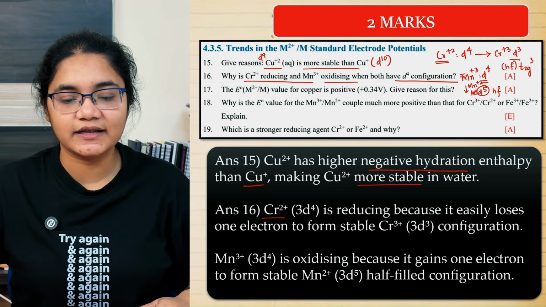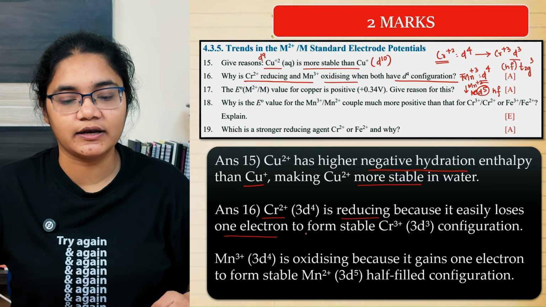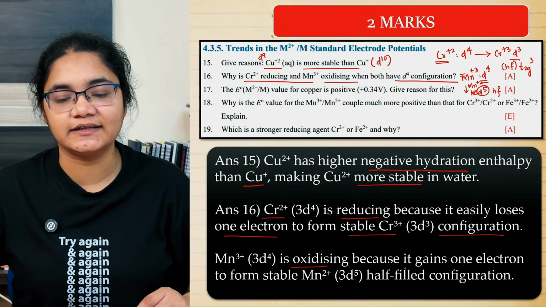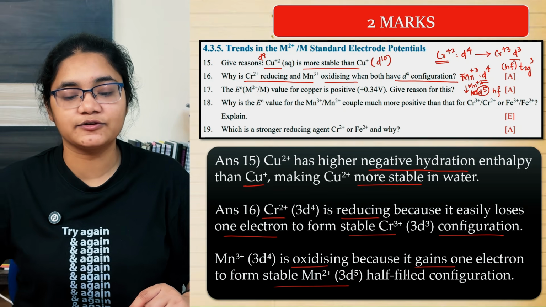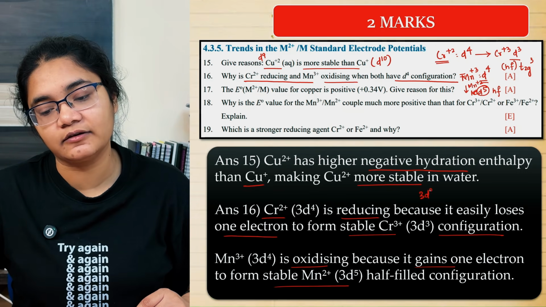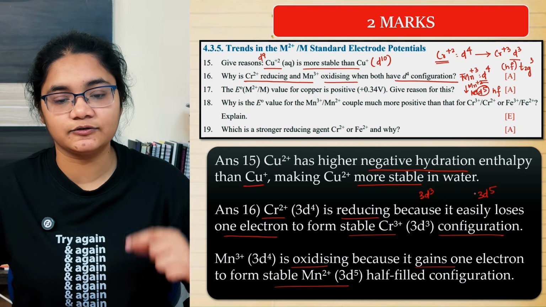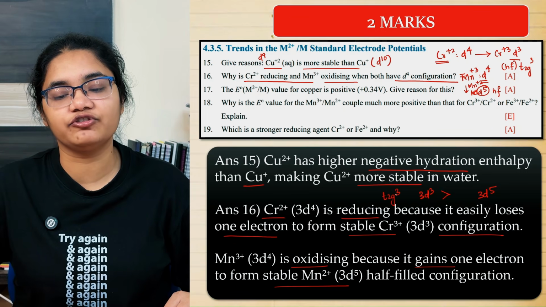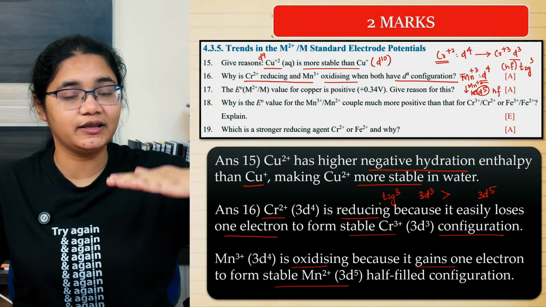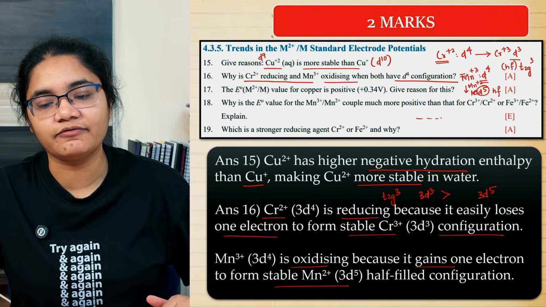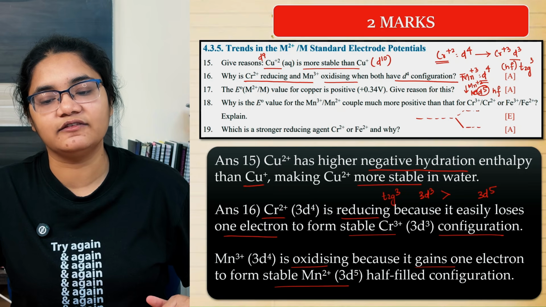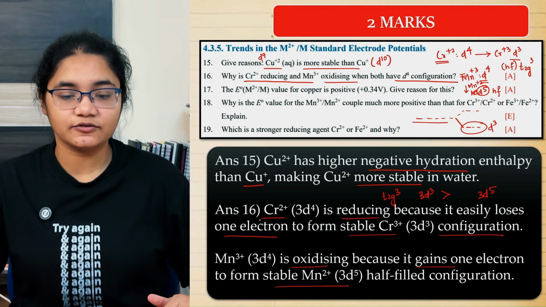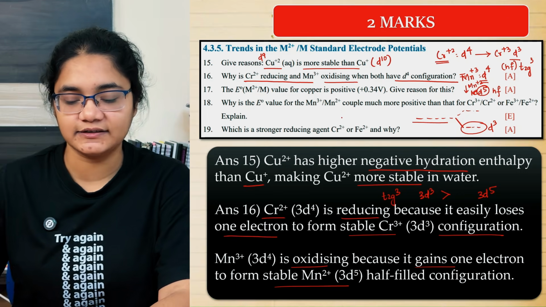So Cr2+ is reducing because it easily loses one electron to form the stable Cr3+ configuration, whereas Mn3+ is oxidizing because it gains one electron to form Mn2+. Now if you compare 3d3 and 3d5, which is more stable? One more question will be there on this basis also. You should remember 3d3 is more stable because it is t2g3. The energy level of t2g is lower than the d orbitals. If you remember, there are 5 d orbitals, t2g goes down and eg goes up. So d3 configuration is more stable than d5 also. If there's a question on that, we will discuss after some time.